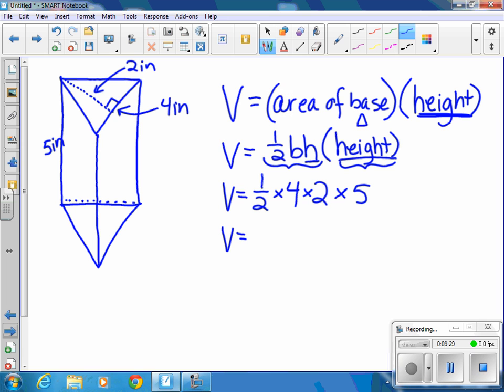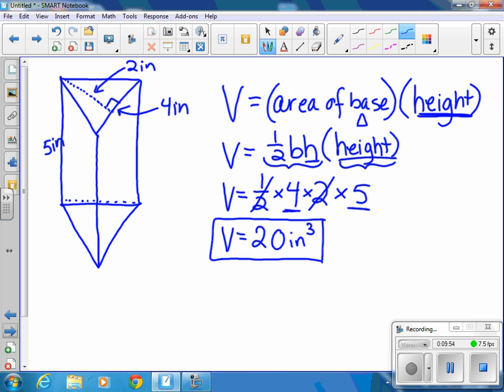I can easily say that half of 2 gives me 1, because if I cut 2 in half, I only get 1. Well, I don't even need 1 when I'm multiplying, because 1 times anything is itself. So I just got rid of that. So now I only have 2 numbers to multiply. I have 4 times 5. So my answer here is 20 inches cubed.